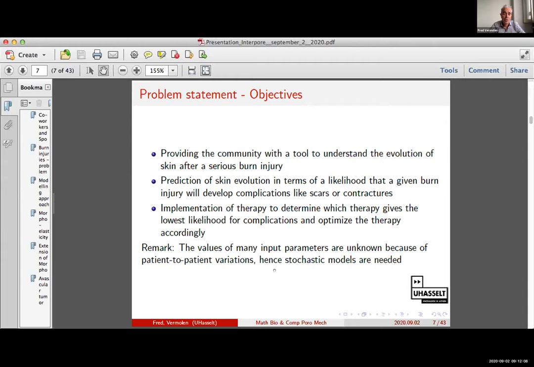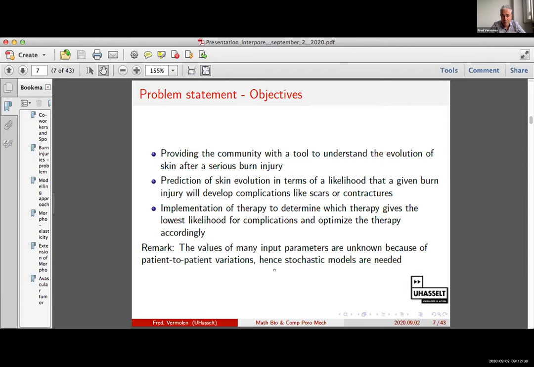If we are aware of certain bounds of these parameters, if we are aware of certain types of statistical distributions of these parameters, then we will be able to develop predictions of skin evolution in terms of a likelihood. So then we are interested in having a likelihood, for instance, a probability that the contraction of the skin will be worse than a certain prescribed contraction.